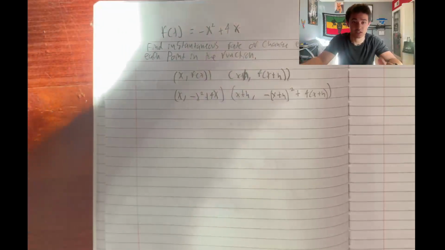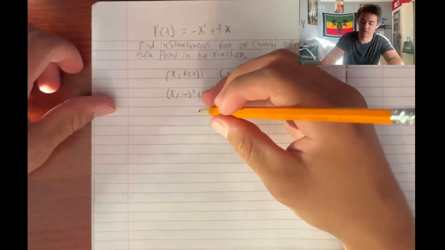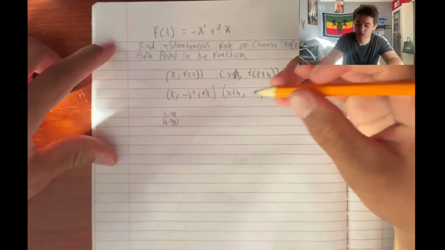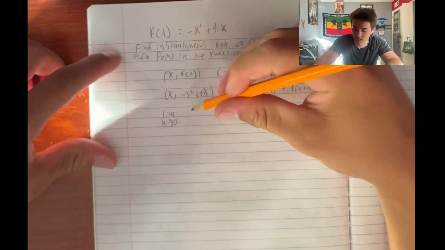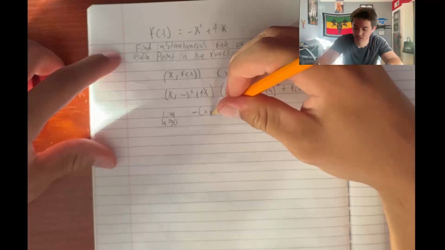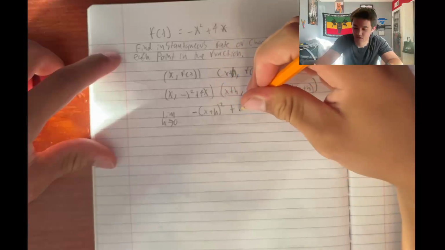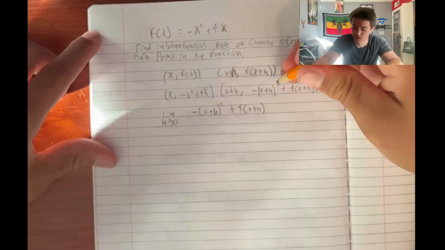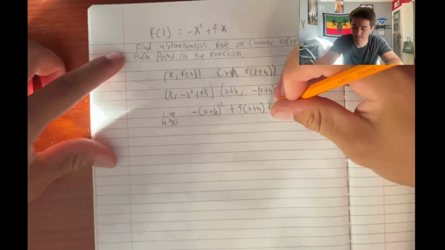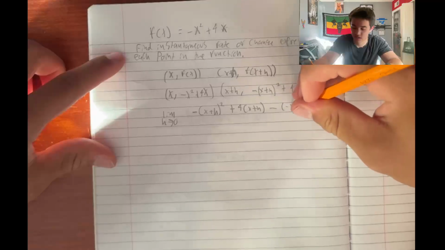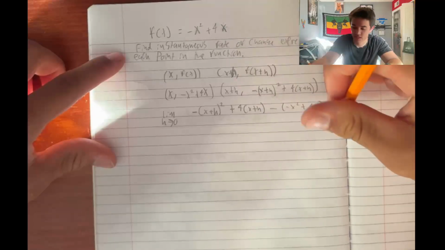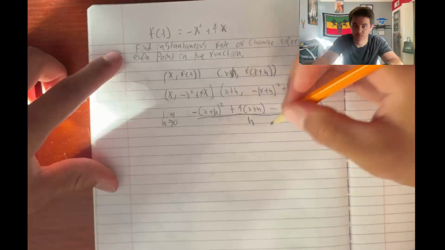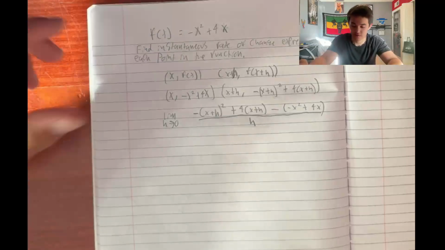So anyways, let's continue. Let's put it into our function. Hopefully you memorized this. So the limit as h approaches 0 of f of x plus h, which is negative x plus h squared plus 4 times x plus h, minus negative x squared plus 4x, all over h. Oh man, it's tiring doing this.